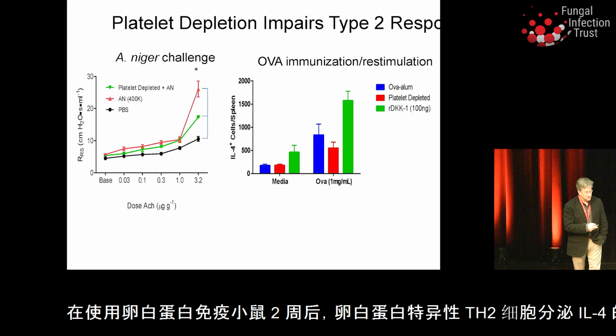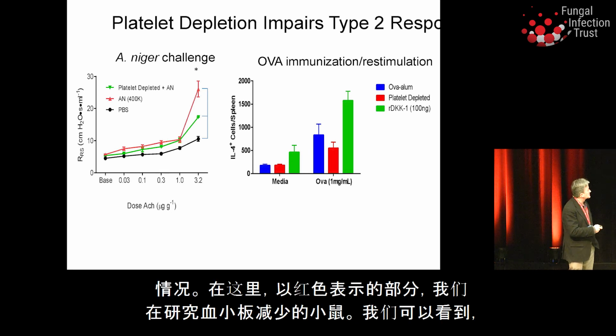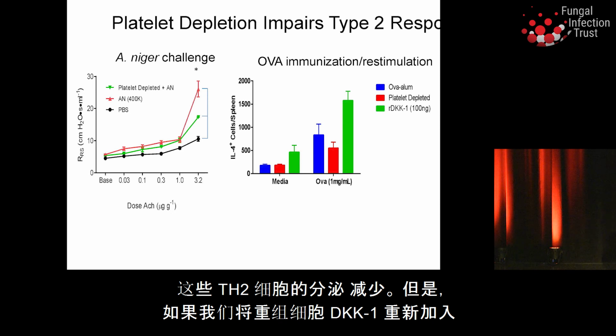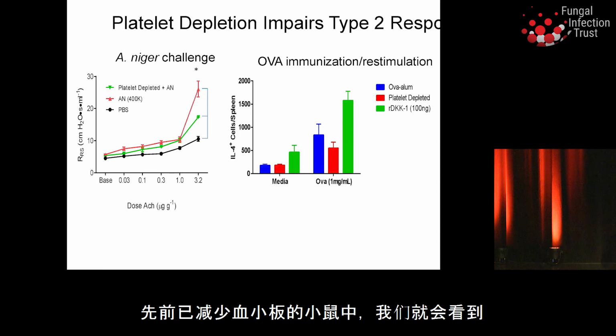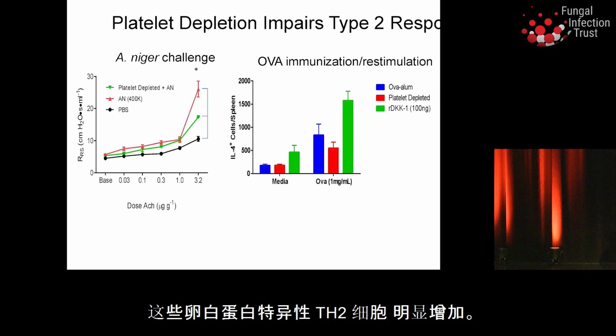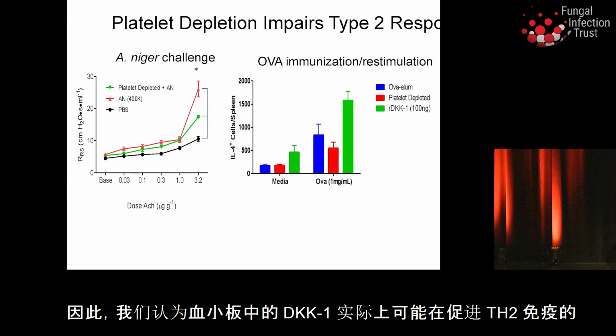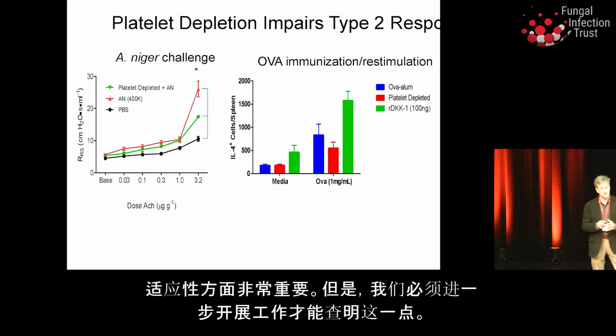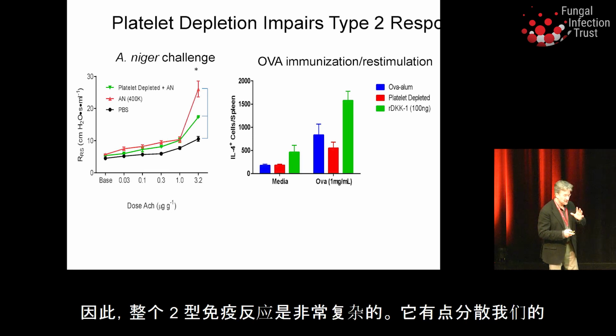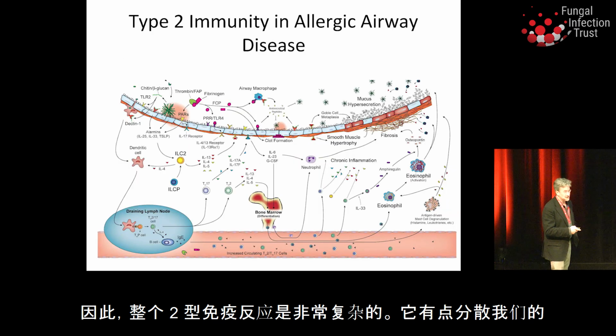And in this other model, we're looking at ovalbumin-specific Th2 cells secreting IL-4 after immunizing mice with ovalbumin over 2 weeks. Here, in red, we're looking at platelet-depleted mice, and we can see that there's reduced production of those Th2 cells. But if we add back recombinant DKK-1 to mice that have previously been platelet-depleted, we get a marked enhancement of those ovalbumin-specific Th2 cells. So we think that DKK-1 from platelets may actually be exceptionally important in driving, again, that adaptive side of Th2 immunity. But we'd have to do further work to fill this out.